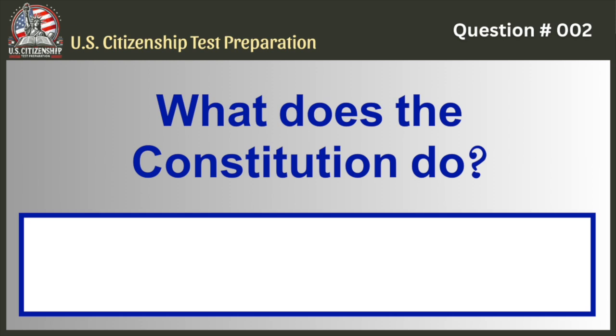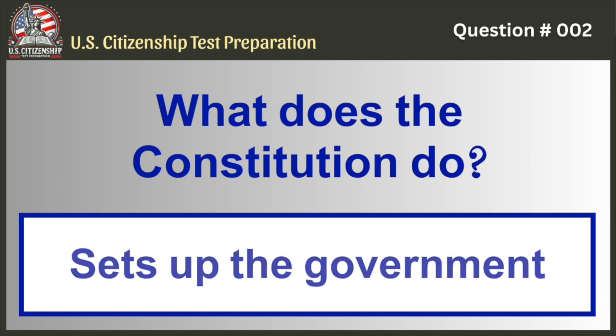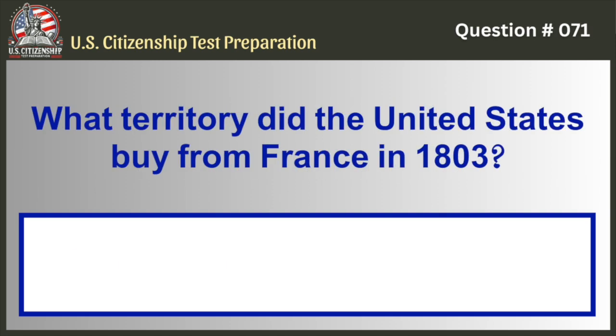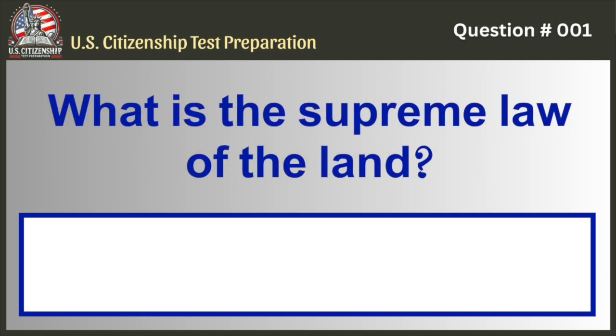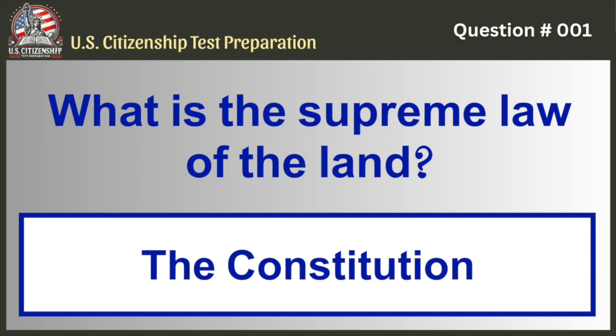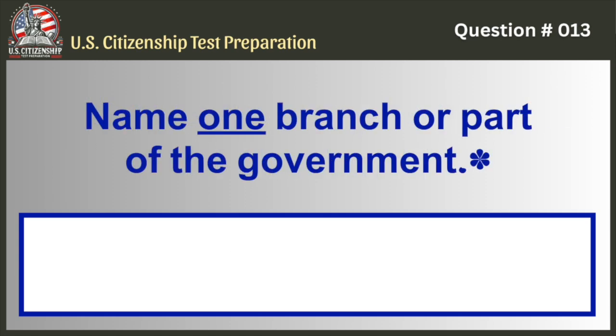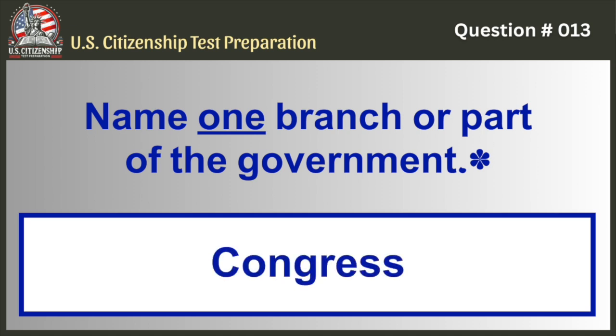What does the Constitution do? Sets up the government. What territory did the United States buy from France in 1803? The Louisiana Territory. What is the supreme law of the land? The Constitution. Name one branch or part of the government. Congress.